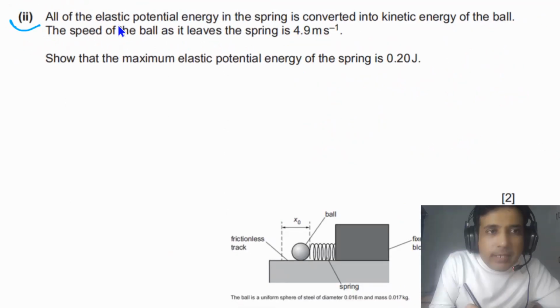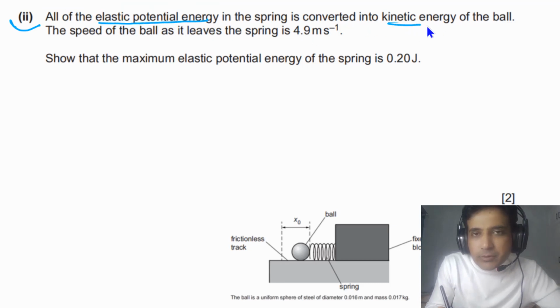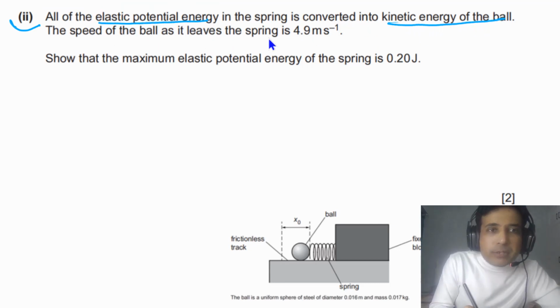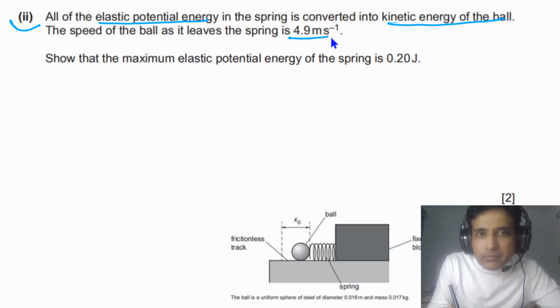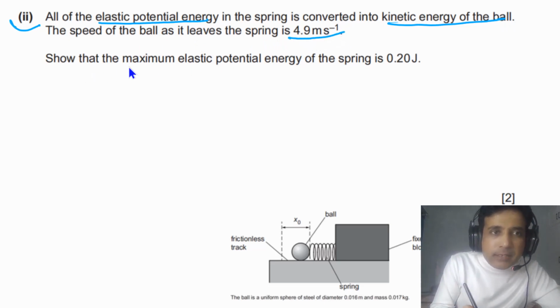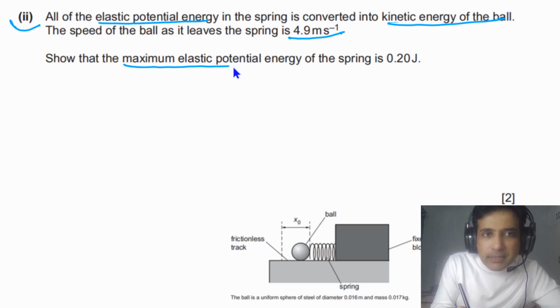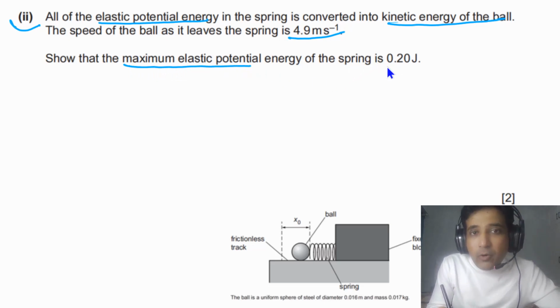For the second part, it is given to us that all of the elastic strain energy in the spring is converted into kinetic energy of the ball. The speed of the ball as it leaves the spring is 4.9 meters per second, and we need to show that the maximum elastic strain energy of the spring is equal to 0.20 joules.